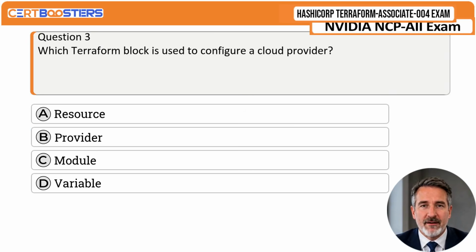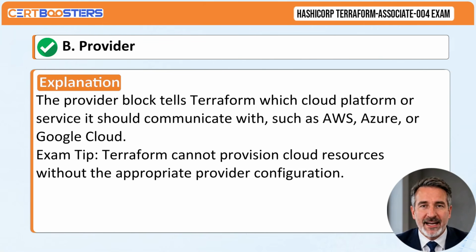Question 3. Which Terraform block is used to configure a cloud provider? A. resource. B. provider. C. module. D. variable. Correct answer: B. provider. Explanation: the provider block tells Terraform which cloud platform or service it should communicate with, such as AWS, Azure, or Google Cloud. Exam tip: Terraform cannot provision cloud resources without the appropriate provider configuration.